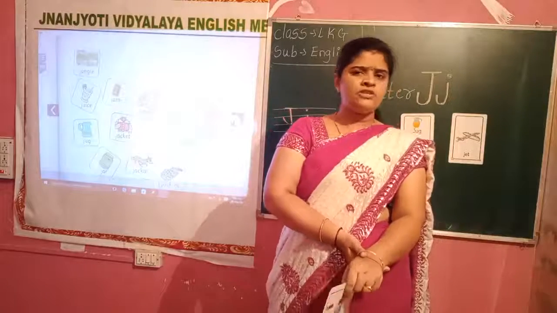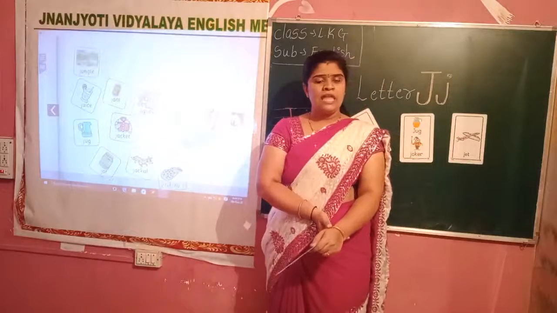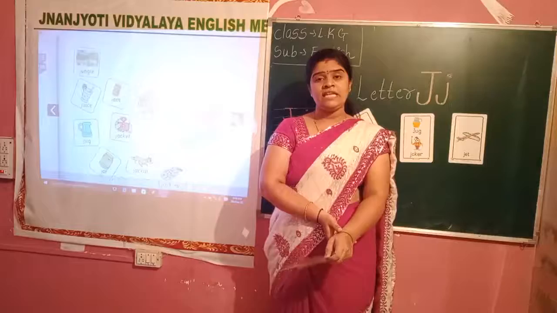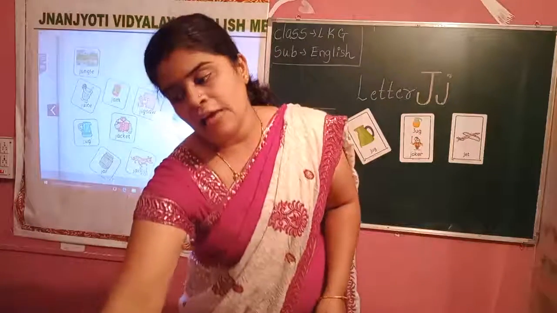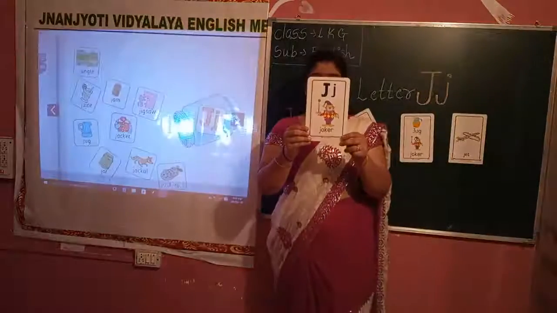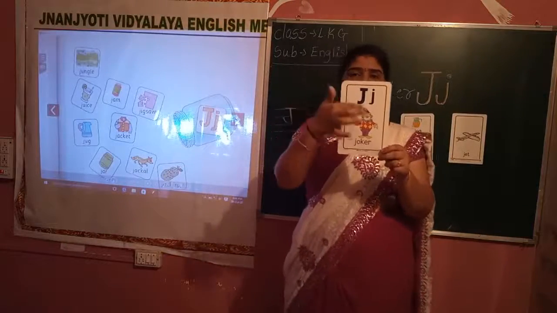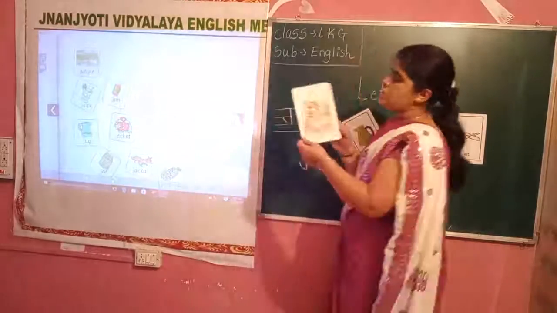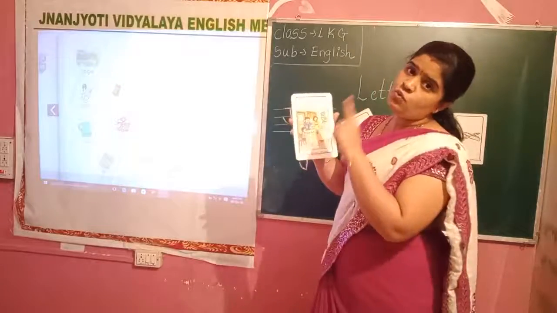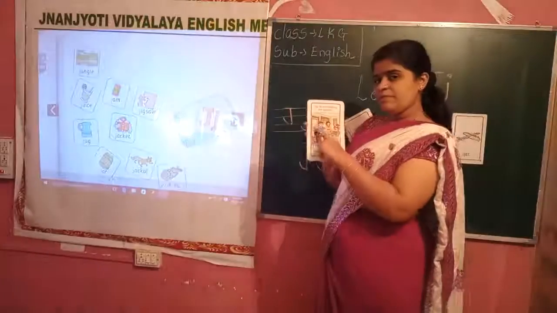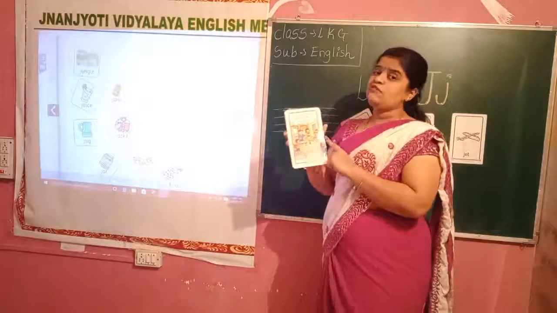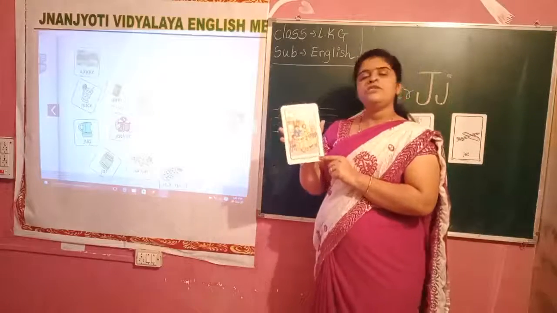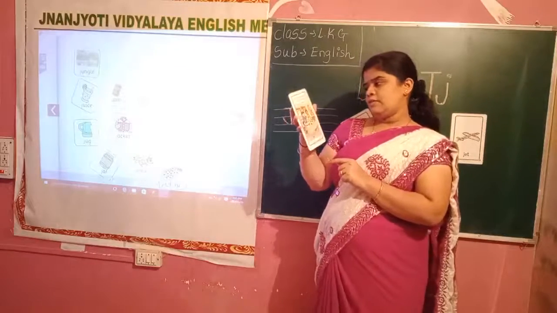Okay, class. Already you opened the flashcard of I. Then which flashcard do you have to open? You have to open the flashcard of J. As I open, J for joker. Children, here they have given you one picture. Once again, they have given you one picture. In that picture, some words are there. Those words begin with the letter J. J sounds like j. Okay.